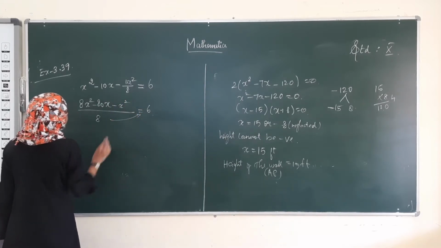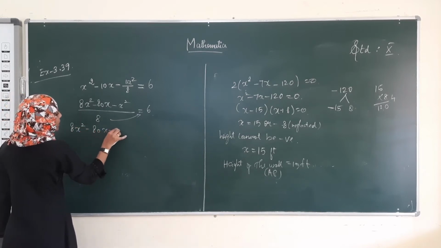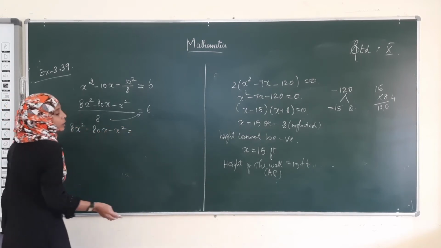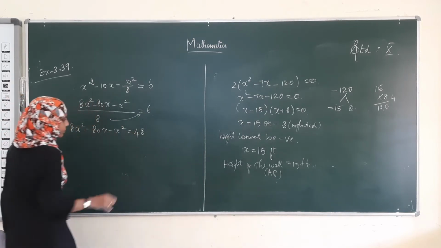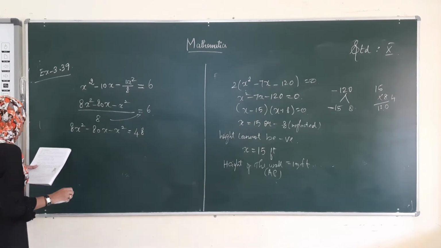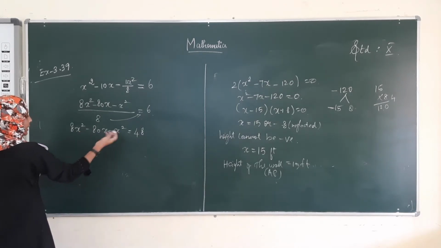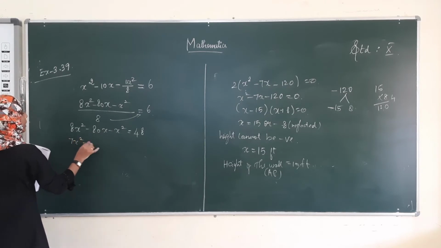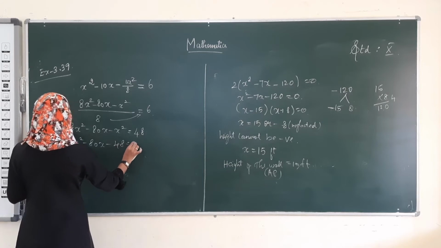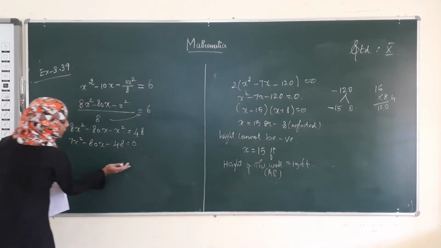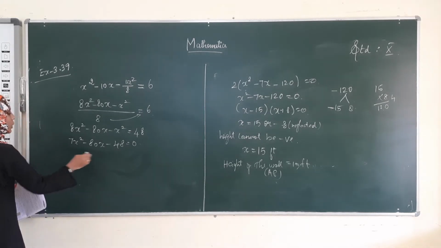On taking this 8 to this side, 8x squared minus 80x minus x squared is equal to 8 6s are 48. Bring this side: 8x squared minus x squared is 7x squared minus 80x minus 48 equal to 0. Now we have to see here. This is a quadratic equation. Now we have to solve this.